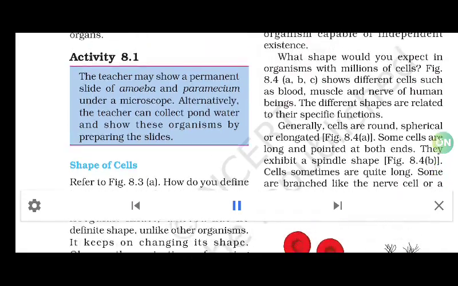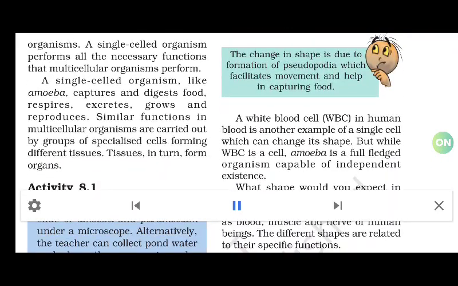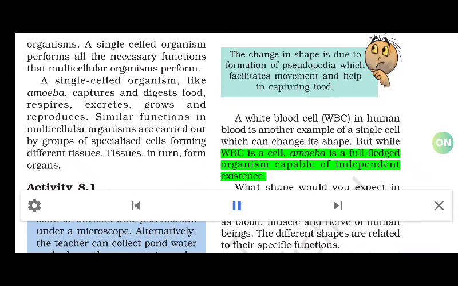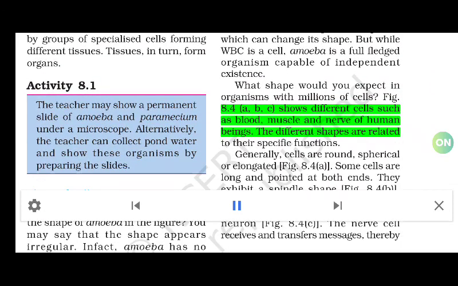A white blood cell, WBC, in human blood is another example of a single cell which can change its shape. But while WBC is a cell, amoeba is a full-fledged organism capable of independent existence. What shape would you expect in organisms with millions of cells? Fig. 8.4a, b, c, shows different cells such as blood, muscle and nerve of human beings. The different shapes are related to their specific functions.